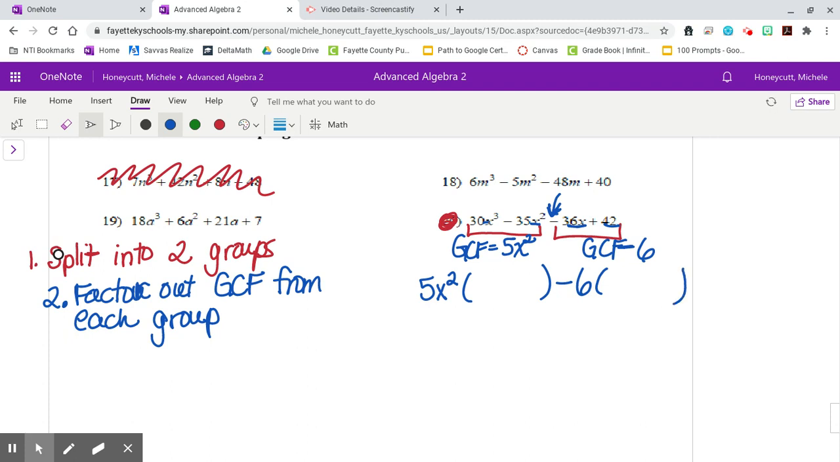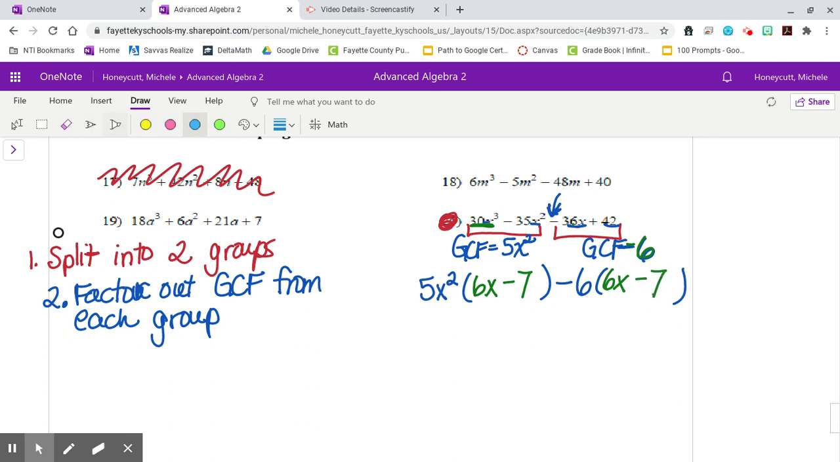So when I do that, when I factor out the 5x squared, I divide 30x cubed by 5x squared, and 30 divided by 5 is 6, and x cubed divided by x squared is x. When I divide negative 35x squared by 5x squared, I get minus 7. Then for the second group, I'm going to factor out negative 6 from negative 36x. So negative 36x divided by negative 6 is positive 6x, and 42 divided by negative 6 is minus 7.